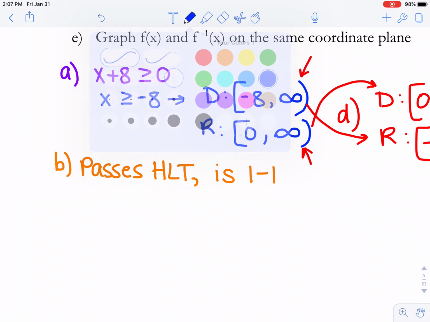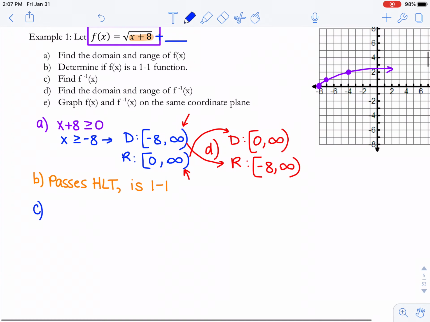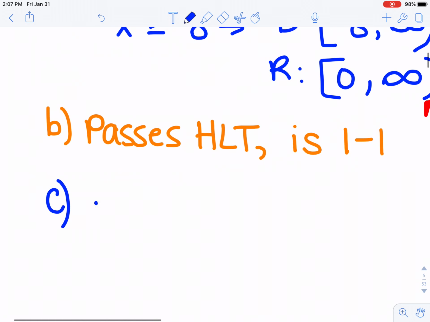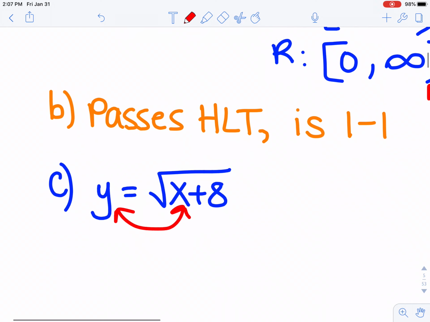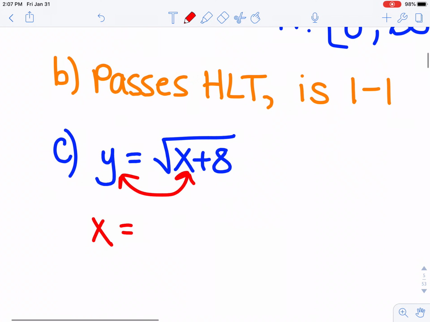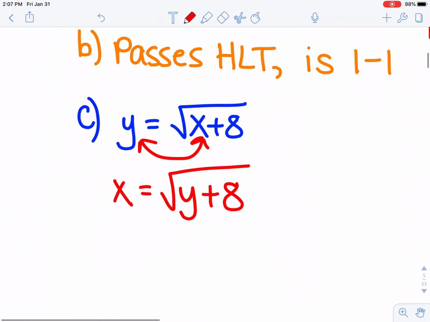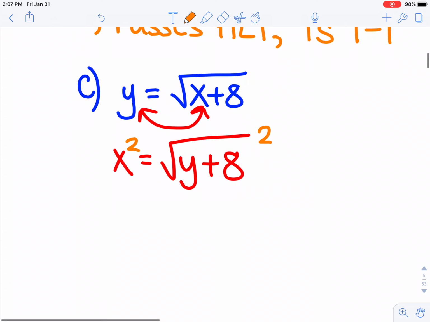And then next says to find the inverse. So to find the inverse, we start out by writing y equals the function, so y equals square root of x plus 8. And then we swap the x and the y. So we get x equals the square root of y plus 8. And now we isolate y. So let's square both sides. We get x squared equals y plus 8.